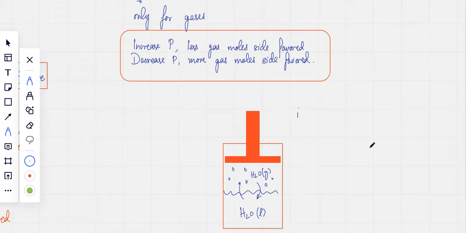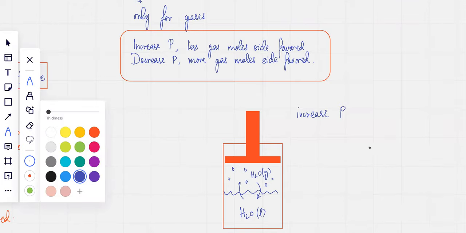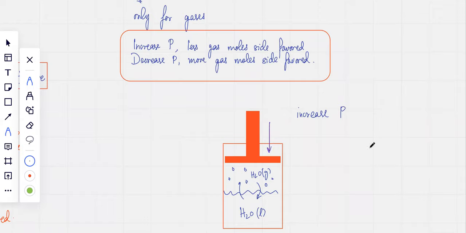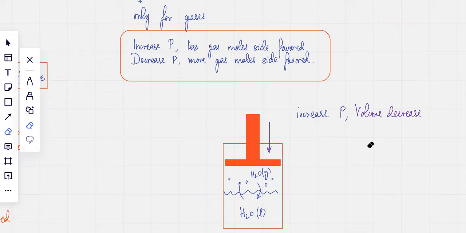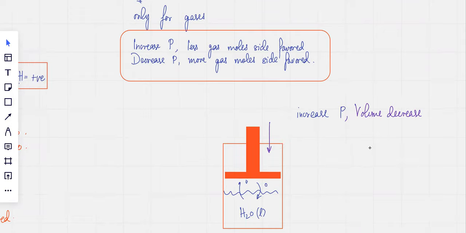Now, if I increase pressure, what does that mean? In which direction should I push the piston? Downwards or upwards? Downwards. Okay, so I'm going to push the piston downwards. And when I do that, the volume decreases. So would I get more water vapors or less water vapors? The amount of water vapors would be lesser, because there's going to be more condensation happening, because you're running out of space. You can't have a lot of water vapors now. There's going to be more condensation as you start pushing the piston down. Is that clear?